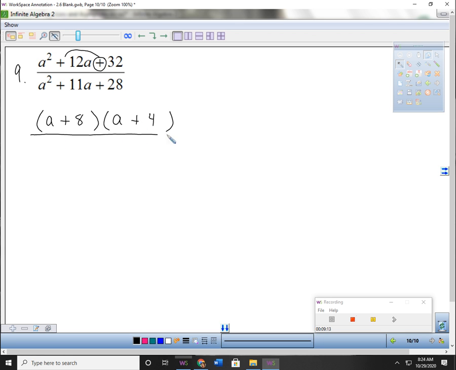Then I'm going to factor the bottom. Same thing, I have a plus at the back, so I look up front, 2 plus signs. a and a. Looking for 2 numbers that multiply to make 28 and add to make 11, which would be 7 and 4.